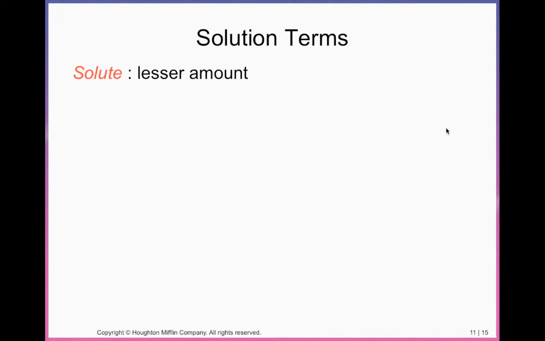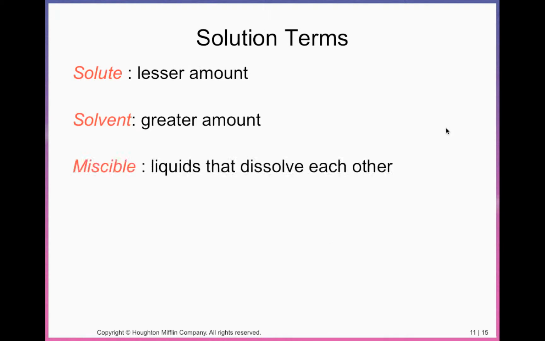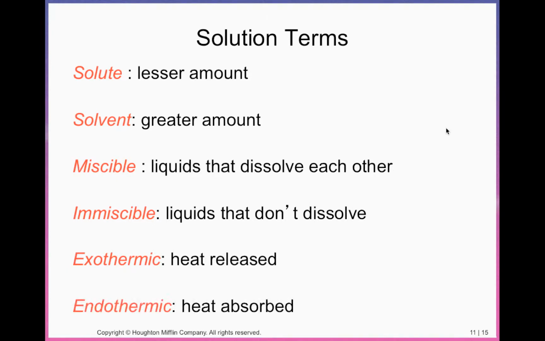Now these are some terms that you should know. Solute, the lesser amount; solvent, the greater amount. It can be milliliters or grams. Miscible and immiscible, liquids that dissolve in each other or liquids that don't dissolve in each other. Exothermic and endothermic. Exothermic means a solution that gets hot when you mix it together, when you produce it. Endothermic, one that gets cold.